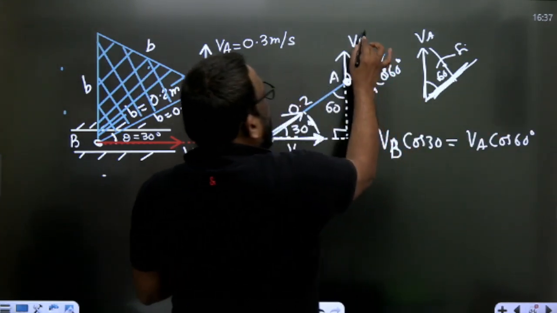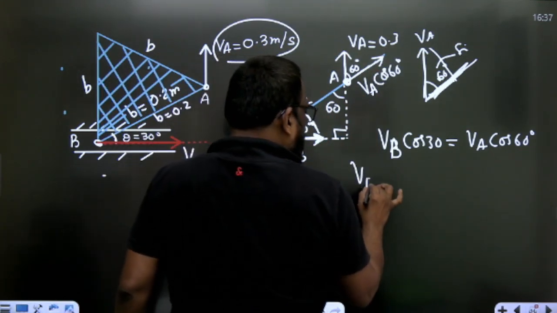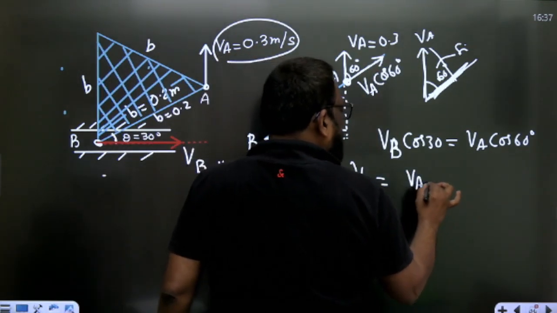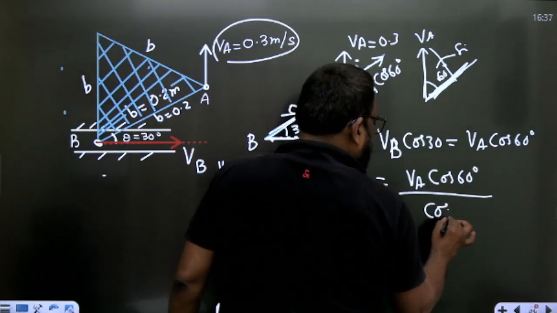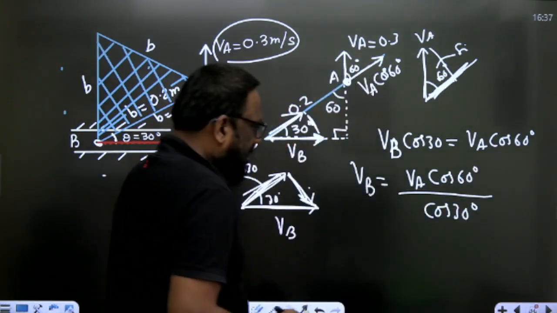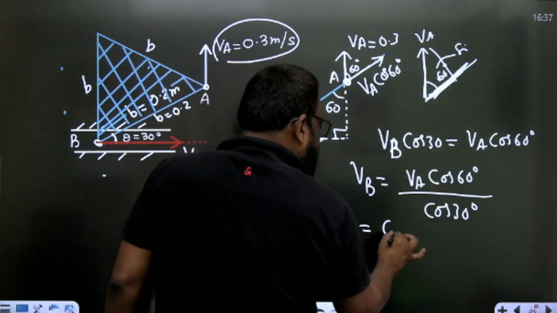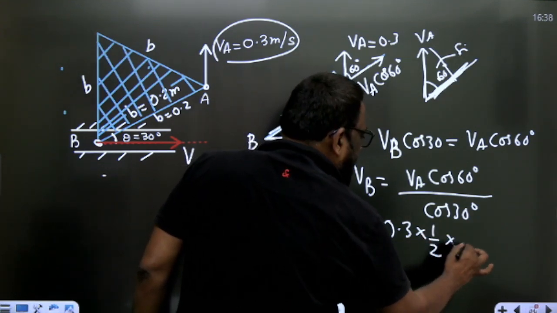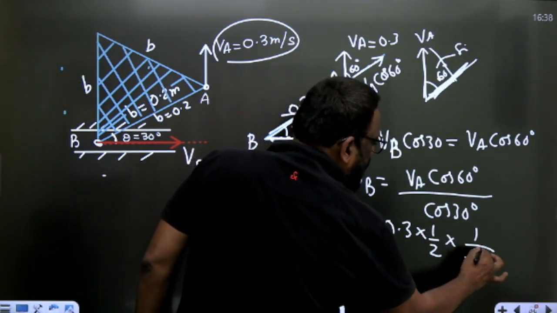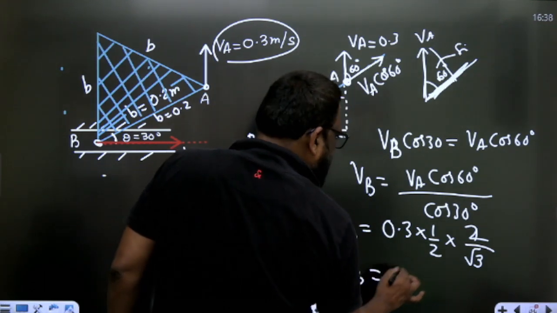VA is already given as 0.3. He is asking for VB, a simple question: VB equals VA times cos 60 by cos 30. VA is 0.3, cos 60 is half, and 1 by cos 30 is root 3 by 2.